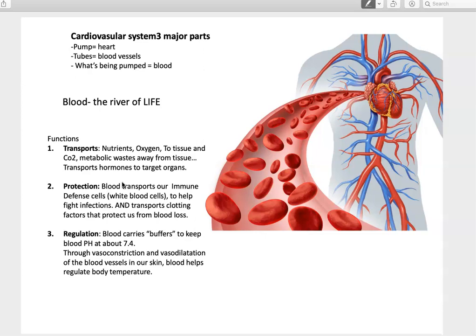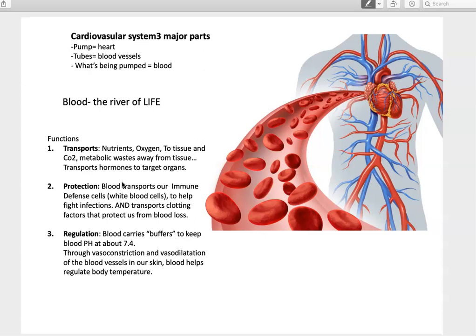So we're going to be starting with the blood. Blood is your river of life. What are some of the functions of blood? Well, when you think of blood, you think of it as moving. What is it moving? What is it transporting? It is transporting oxygen and nutrients to tissues, and it's transporting metabolic waste, CO2, away from the tissues. And it's also transporting hormones that are released by our endocrine glands into the blood, and the hormones will be transported to their target organs.